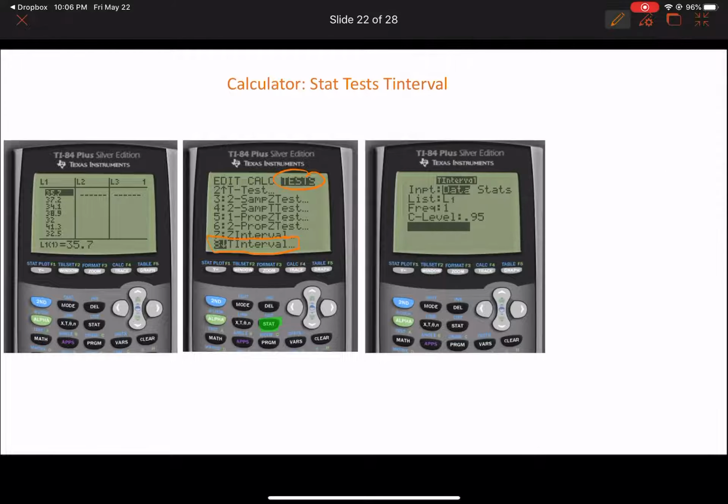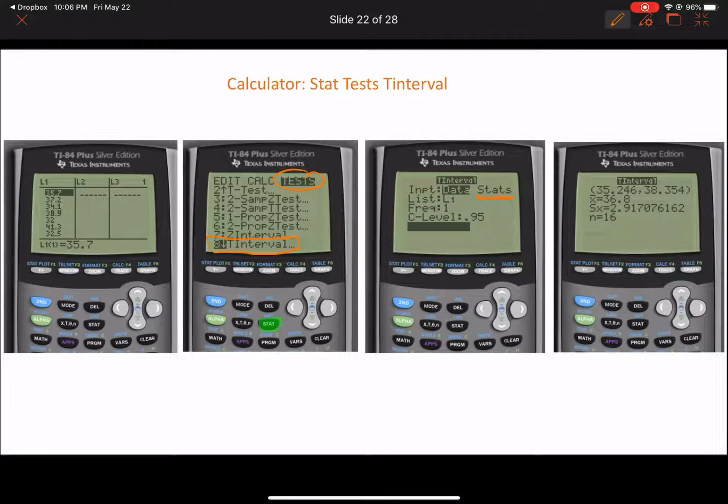If you're given the standard deviation and the mean, click on stats and you'll just put those in there. So if you have the data, go to data. If you're given the stats, go to stats. You want your list L1 because that's where you put your data. Frequency is always 1. And for your confidence level, we're looking for 95%, so put 0.95. Then hit calculate, and you will get your confidence interval.